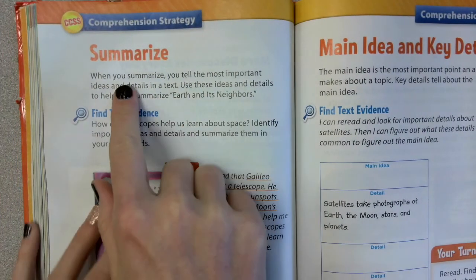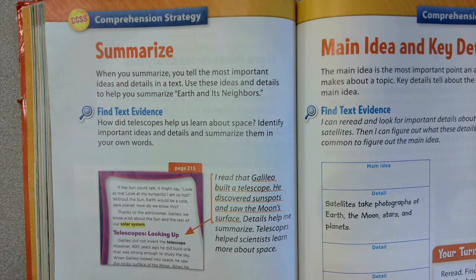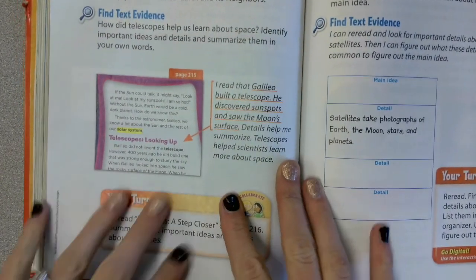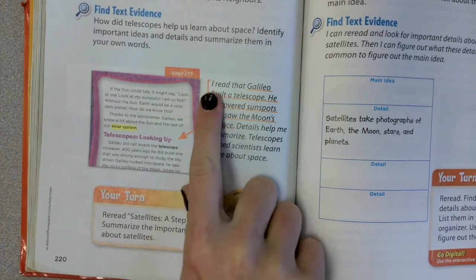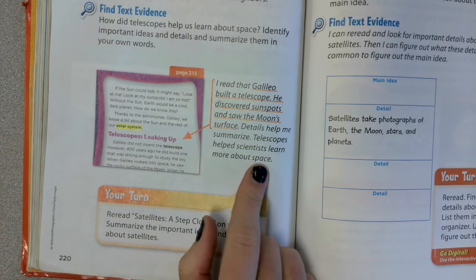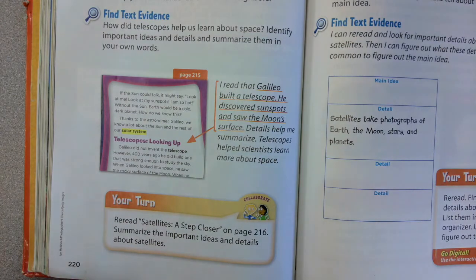Our first reading strategy this week is summarize. When you summarize, you're just telling the most important ideas and details in a text. For example, a summary of the section you just read on telescopes would be that telescopes help scientists learn more about space, right? That gives a broad, general idea of the entire thing, not just one little detail.